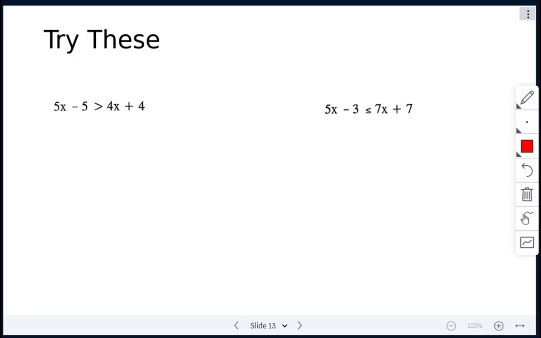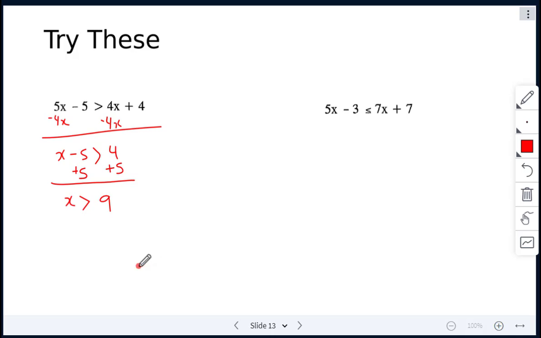This first example, so just like always when we're solving an equation, we want to bring the x over to the left side. So we're just going to subtract that 4x, subtract it on both sides. Okay, 5x minus 4x, that leaves me with 1x, or just x, minus 5 is greater than 4. And then I'm going to add 5 to both sides, and that gives me x is greater than 9.